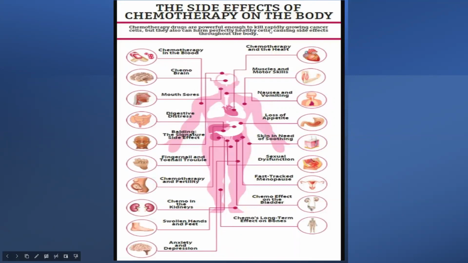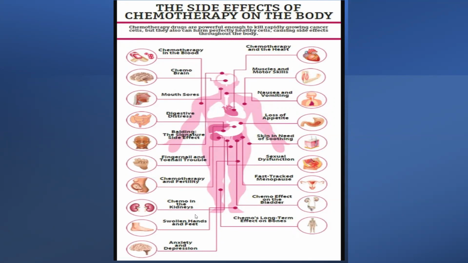As for the side effects of chemotherapy on the body, chemotherapy drugs are powerful enough to kill rapidly growing cancer cells, but they can also harm perfectly healthy cells, causing side effects in the blood, the brain, mouth sores, digestive distress, balding, which is the signature side effect, and fingernail and toenail trouble. Chemotherapy also sometimes causes infertility.